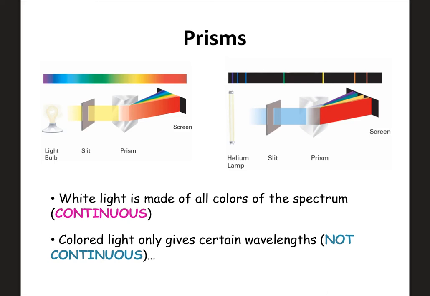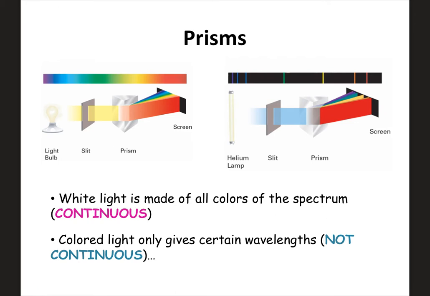In this video, I'm going to continue talking about light, energy, frequency, wavelength, and finally tie this in with the atom and electrons. So if you look at these pictures here, this is showing you how white light is made of all the colors of the spectrum. White light is one of those continuous spectrums that we talked about.